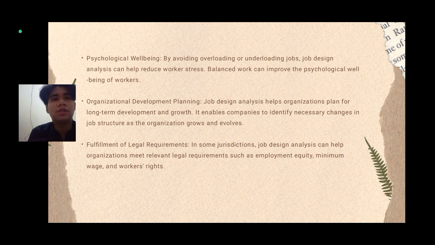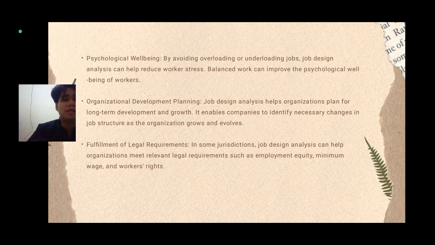And then psychological well-being. By avoiding overloading or underloading, job design analysis can help reduce worker stress. Balanced work can improve the psychological well-being of workers.